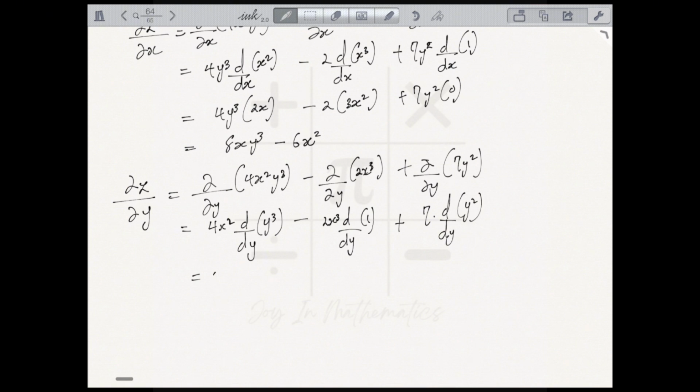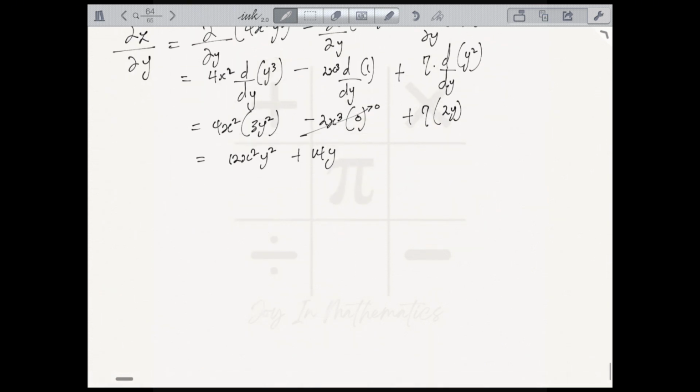Now we have 4x squared multiplied by 3y squared minus 2x cubed multiplied by 0 plus 7 multiplied by 2y, and we will be having 12x squared y squared. This nullifies to give 0 plus 14y. So let's begin with evaluating the first question.